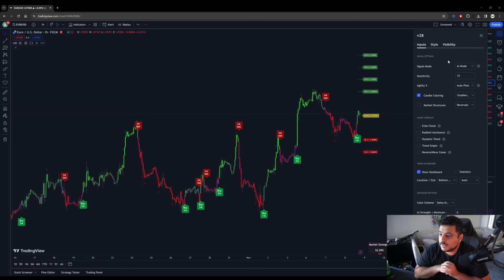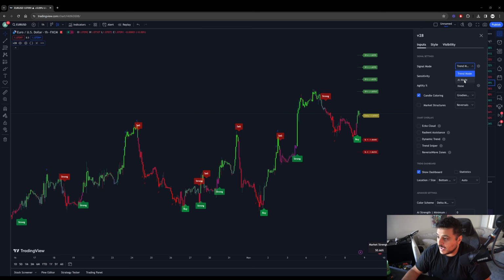All right, let's get into the settings over here. So the first thing I want to talk about is the signal mode that we see up here. We have two different modes that we can choose from. We have the trend mode, which is just the regular buy and sell signals and smart buy and smart sell signals that you see, except one thing has changed. We simply just changed the name from smart to strong. That's it. Other than that, it works the exact same as it used to in the past.